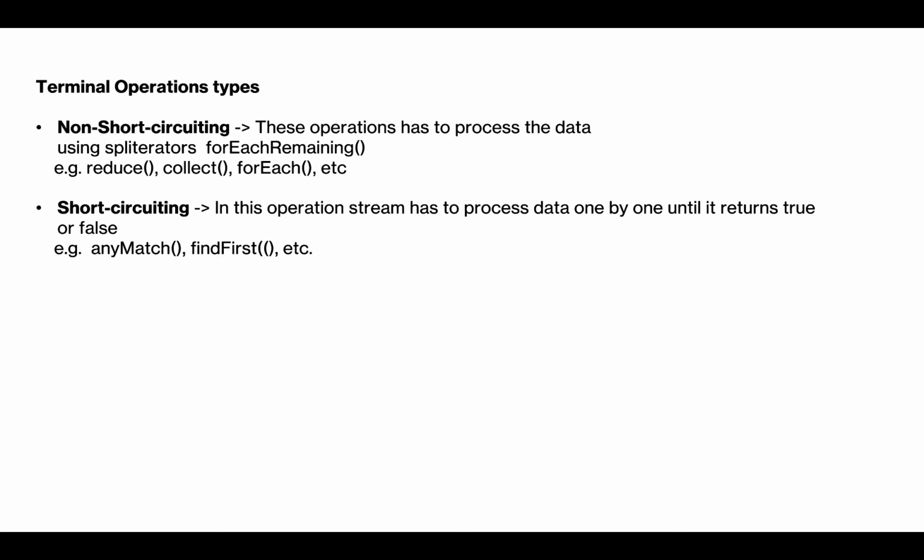Terminal operations are also divided into two types: non-short-circuit operations and short-circuit operations. Non-short-circuit operations, for example reduce, collect, forEach, process bulk data by using Spliterator's forEachRemaining method. Short-circuit operations like anyMatch and findFirst process data one by one until they return true or false. Like if we have anyMatch or findFirst, it has to process each element until it finds a match, and only then it terminates.